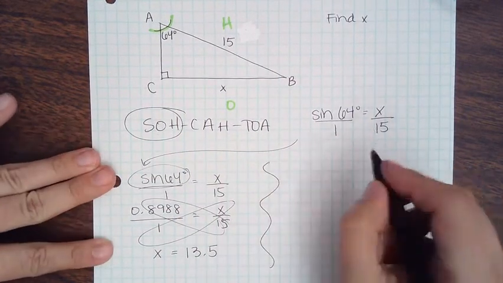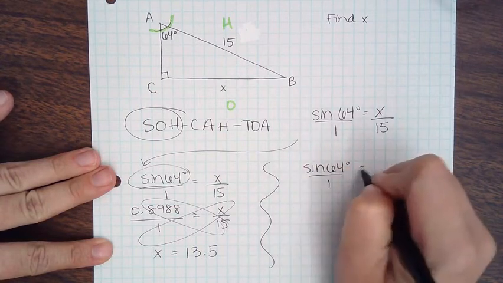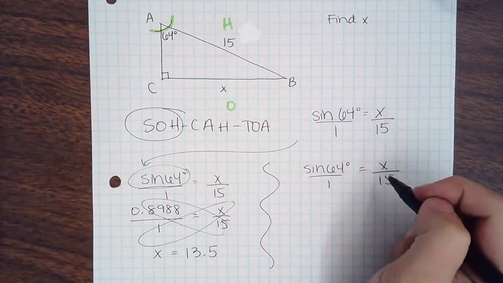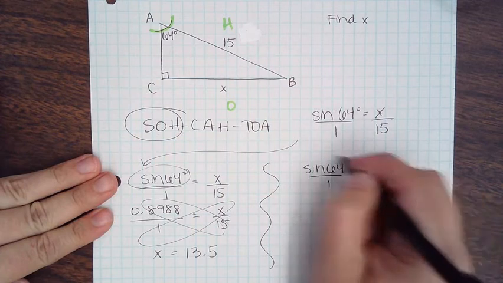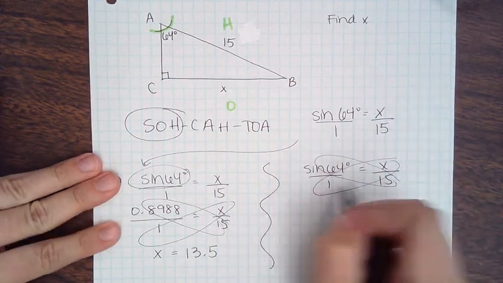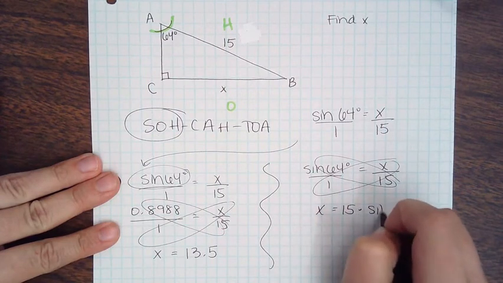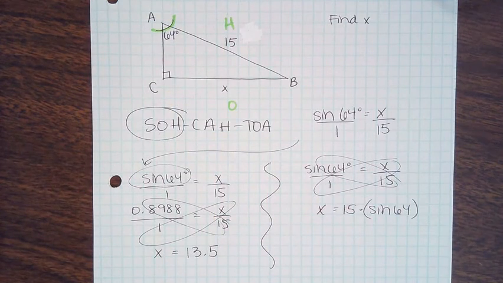Another way to do this is to take this problem, sine of 64 over 1 equals x over 15. And this is my preferred way. I like to deal with the sine of 64 at the end. So what I get here is 1 times x, which is x, and 15 times the sine of 64. This is really one whole thing, okay?